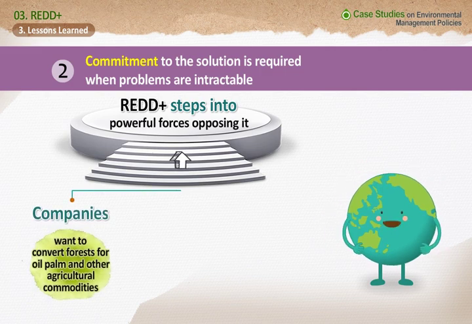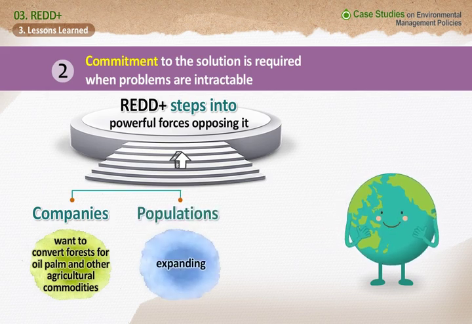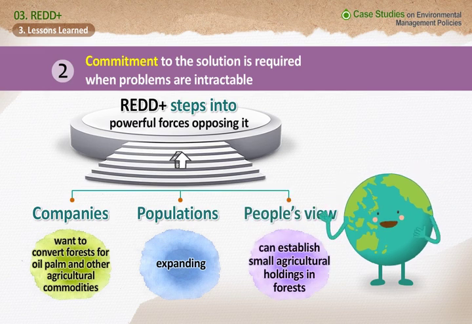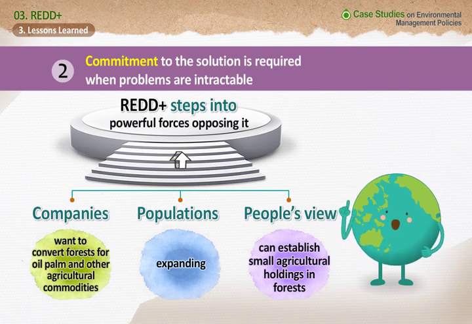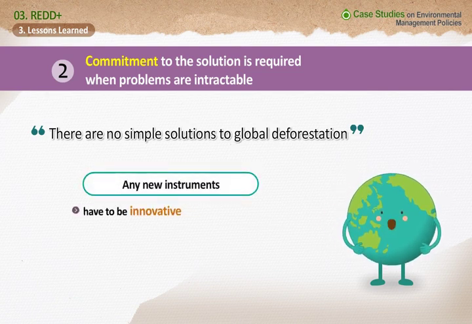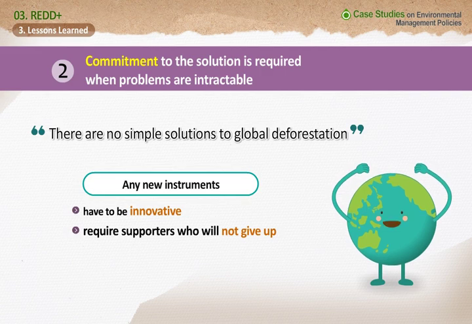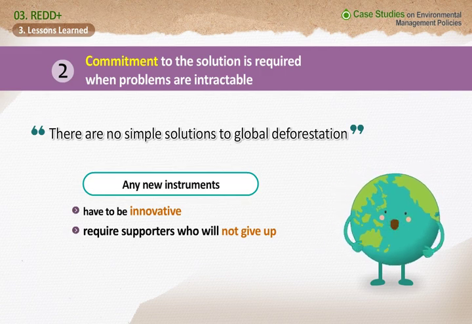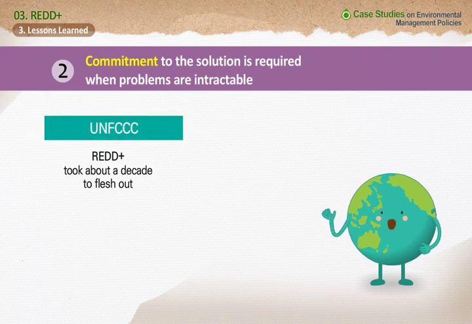Companies want to convert forests for oil palm and other agricultural commodities. Populations are expanding, and people are looking at forests as places where they can establish small agricultural holdings to raise their families and so on. It is clear that there are no simple solutions to global deforestation, and that any new instruments that take up this challenge not only have to be innovative, they also require supporters who will not give up when difficult challenges are faced.